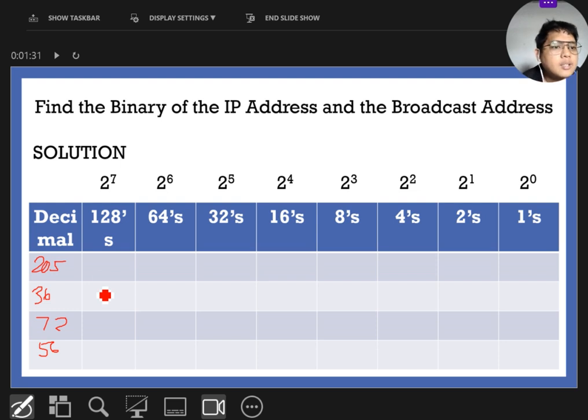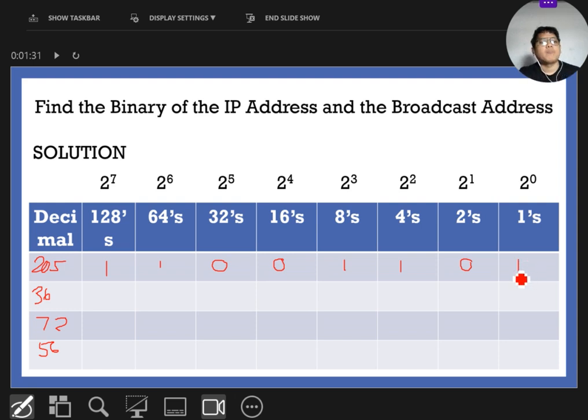So there is 128 in 205. So 205 minus 128, our remaining decimal is 77. How many 64s in 77? There is only one. So 77 minus 64, our remaining decimal is 13. How many 32s? No. How many 16s in 13? None, we put 0. How many 8s in 13? 1. So 13 minus 8, we have 5. How many 4s in 5? 1. So 5 minus 4 equals 1. How many 2s in 1? None. How many 1s in 1? 1.